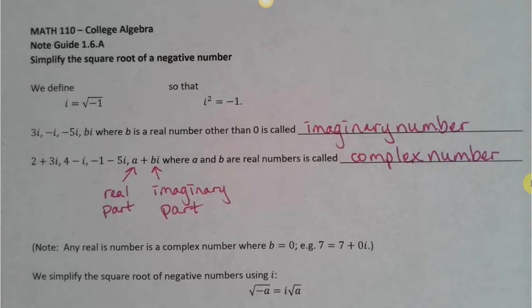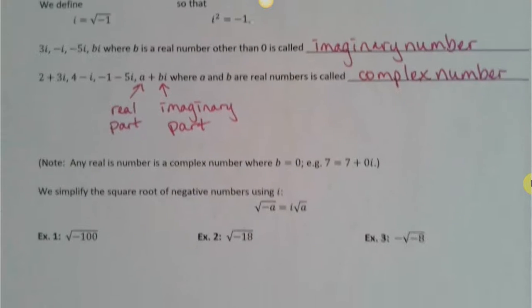And notice that this means that any real number can also be classified as a complex number, just by letting b equal 0. For example, if we really wanted to, we could write 7 as 7 plus 0i to make it look like a complex number.